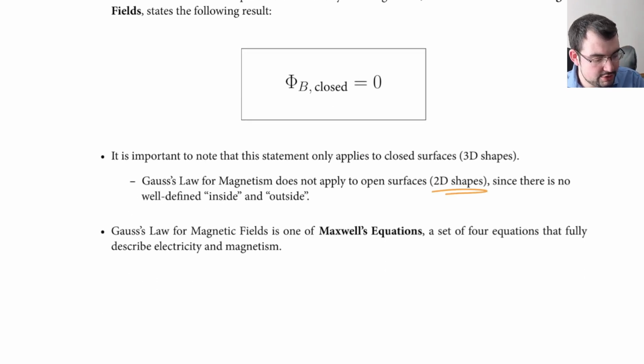This does not apply to 2D shapes because there's no in and out of a 2D shape. So usually we just say flux is always positive if there's a 2D shape, because there's not really an in and an out.